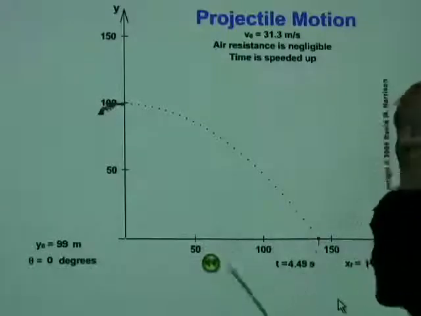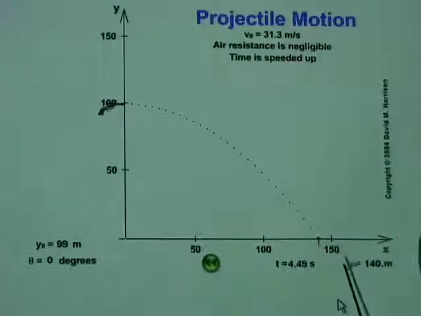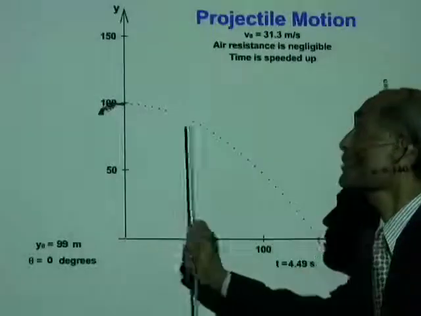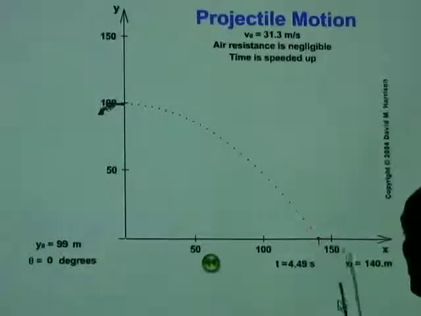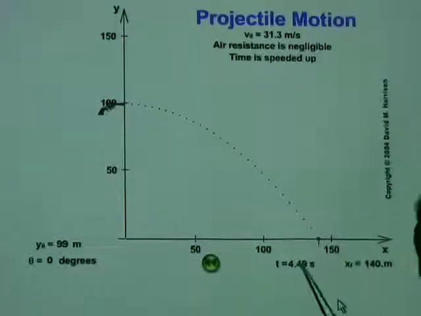I want to calculate that. What is the velocity of launching? What is the horizontal velocity? Which will be 140 divided by 4.49.